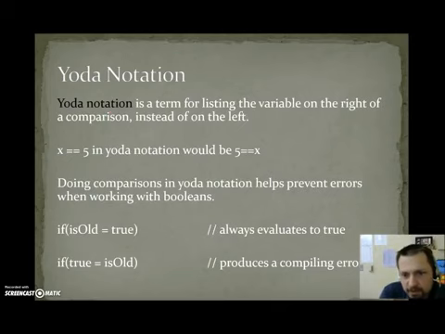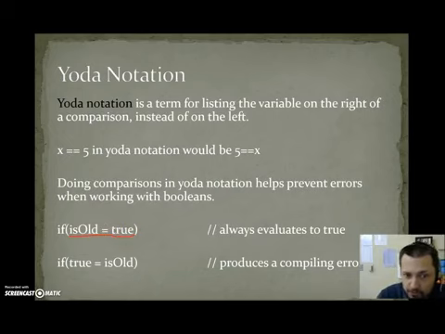Doing comparisons in Yoda notation helps prevent errors when working with Booleans. For example, if we have old equal true, the condition has to result in a Boolean. If you do old equals true, what happens is it says old becomes the value of true. So old becomes true. Then the if checks the value of old, which is a Boolean value and acceptable, and it is true. So this if always evaluates to true. This is not a compile error in your program.